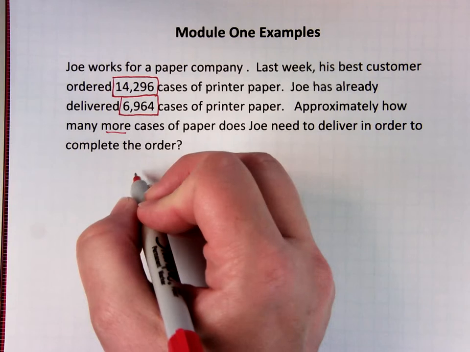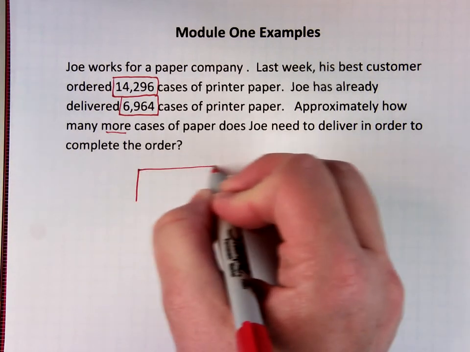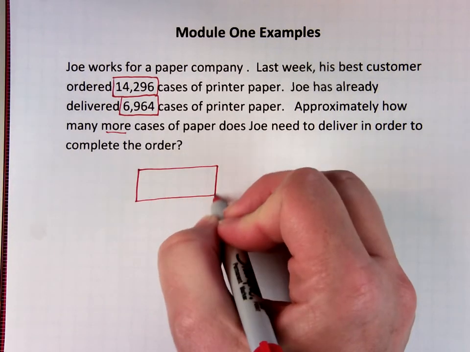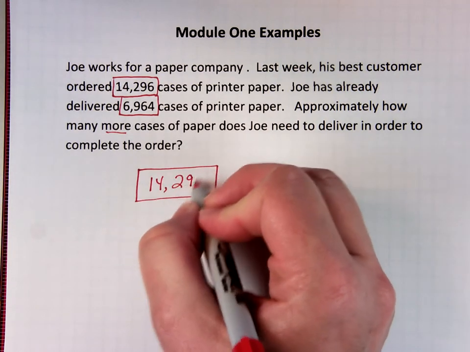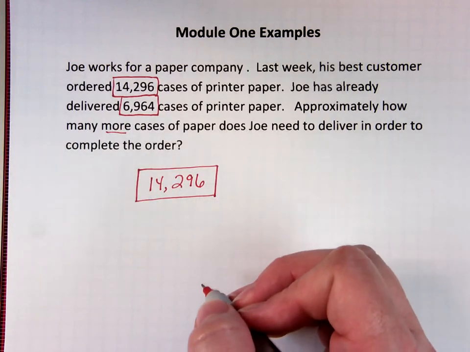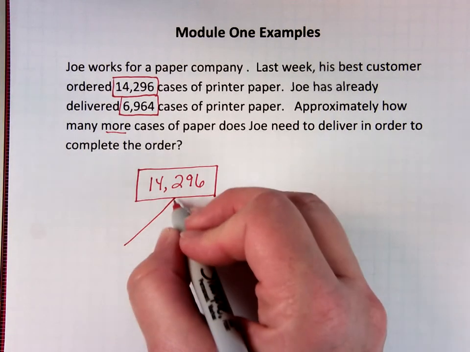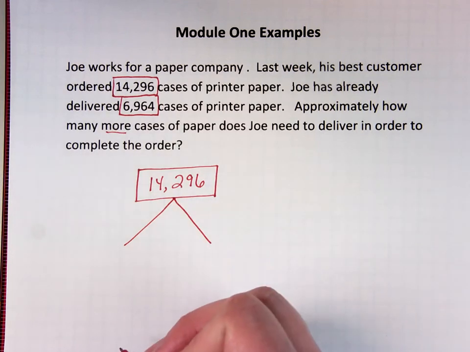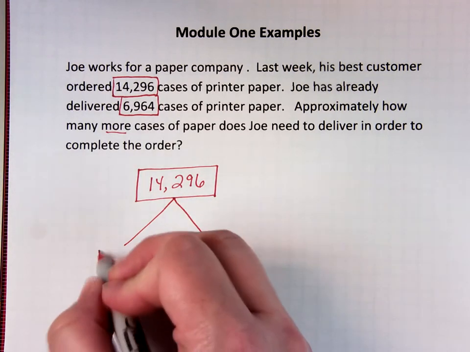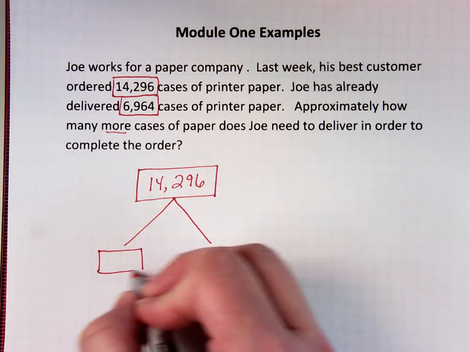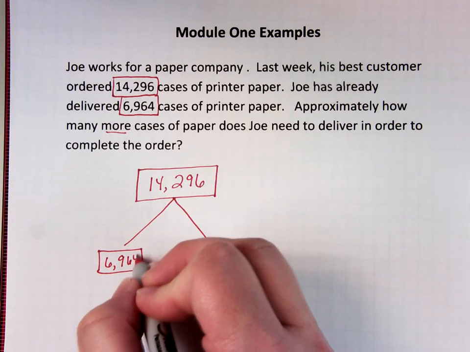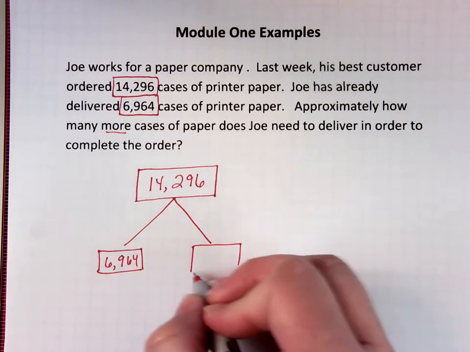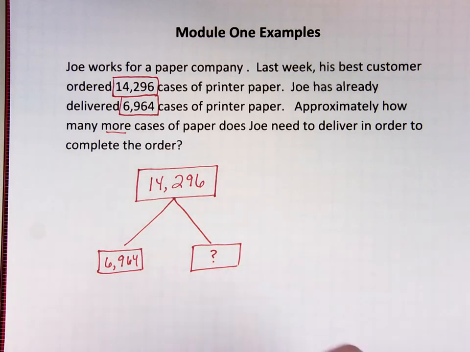Now let's visualize this. I have a case of printer paper, just to represent the cases. And the total order was 14,296 cases of printer paper. Joe has already done one delivery. And the way I understand the problem, he needs to make one more delivery to complete the order. He has already delivered 6,964. We are trying to find what the second shipment should be in order to complete the order.